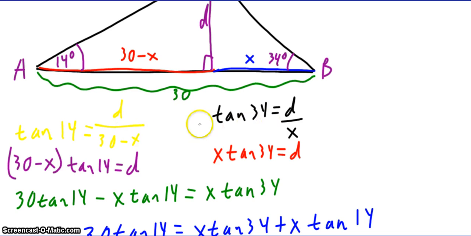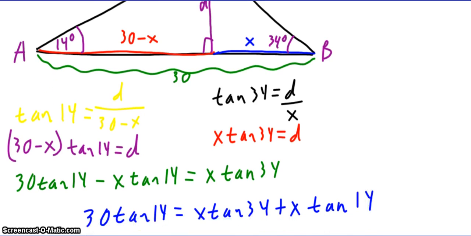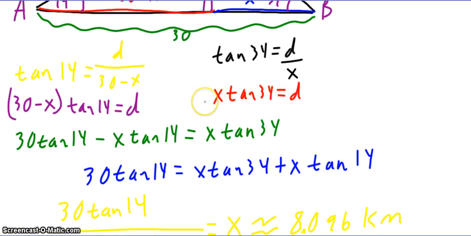So if I solve both of these equations for D, I end up with (30 minus x) times the tangent of 14 equals D, and x times tangent of 34 equals D. So now I set those equations equal to each other because they both equal D. If I distribute tangent of 14, I get 30 tangent of 14 minus x tangent of 14 equals x tangent of 34. Solve this equation for x.